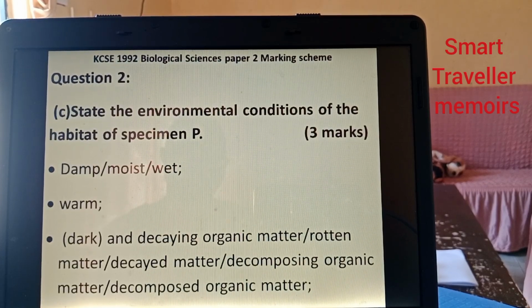State the environmental condition of the habitat of specimen P: damp or moist or wet, warm, dark, and decaying organic matter or rotten matter or decayed matter, decomposing organic matter or decomposed organic matter. 3 marks maximum.